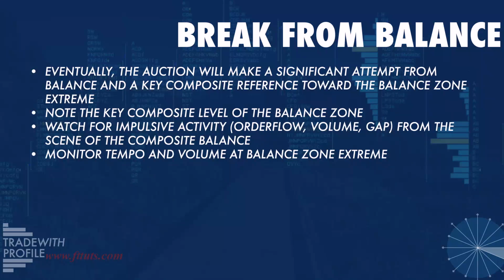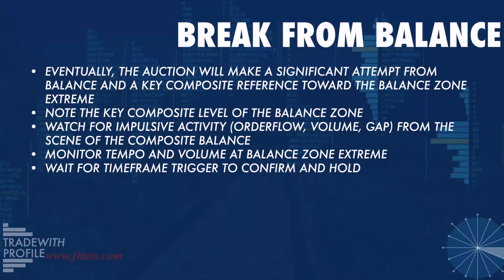Watch for impulsive activity, and it could come in the form of order flow, strong order flow. It could be high volume, a gap, something from the scene of the composite balance. Your job is to monitor the tempo and volume at balance zone extremes. Meaning, if I'm in that balance zone, there was an unfair high, unfair low. I'm watching those extremes. If the momentum is moving hard towards those edges, they're less likely to hold. If I kind of meander toward them, I'm still most likely in a revert to the mean type scenario. Once I've broken through that, I'm waiting for a time frame trigger to confirm.